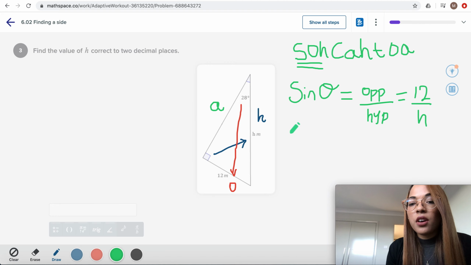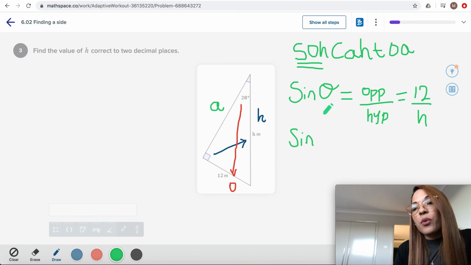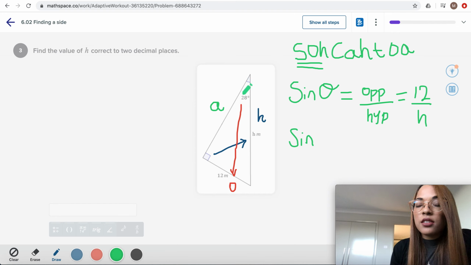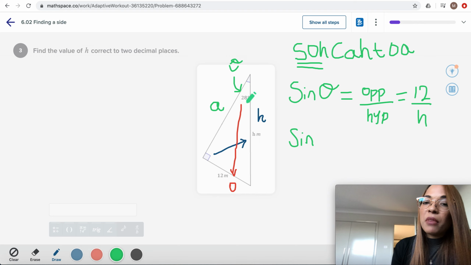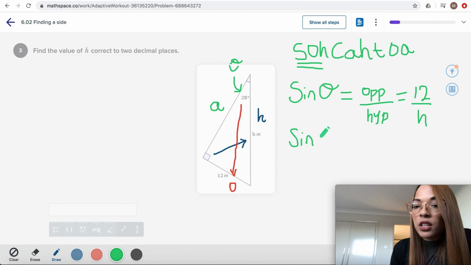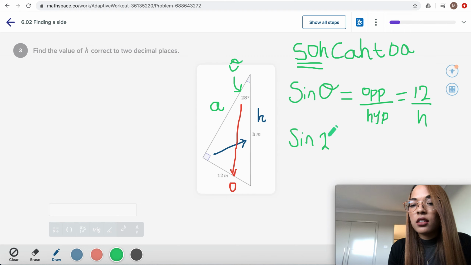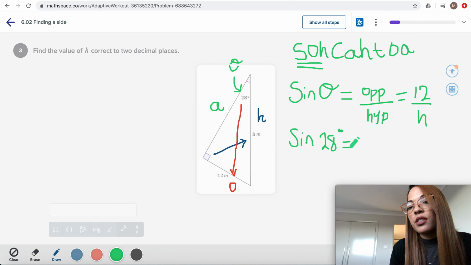Okay, so I will rewrite sine theta. We know that our angle theta is 28 degrees. Remember, before we used to label our angle theta. Now here, theta represents my 28 degrees. So I will substitute it in my equation. Sine 28 degrees equals 12 divided by h, the hypotenuse.